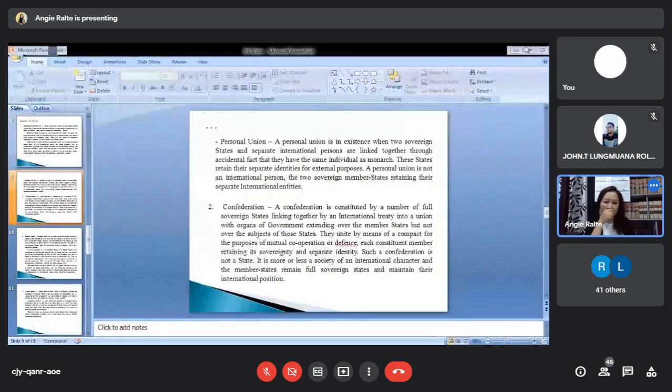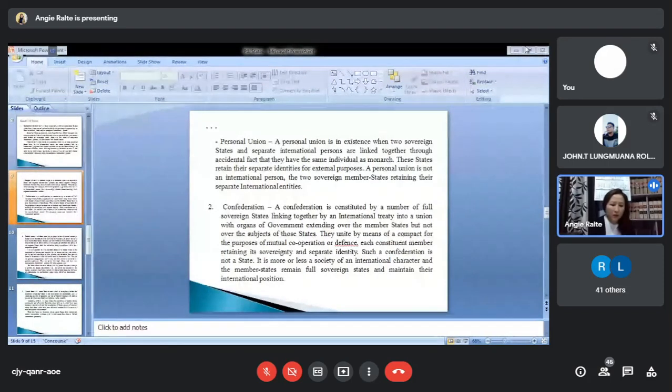Confederation. A confederation is constituted by a number of fully sovereign states linking together by an international treaty into a union with organs of government extending over the member states, not over the subjects of those states. Like states linking together with other states through an international treaty, they sign international agreements between each other, and then the union of the government extends over the member states.